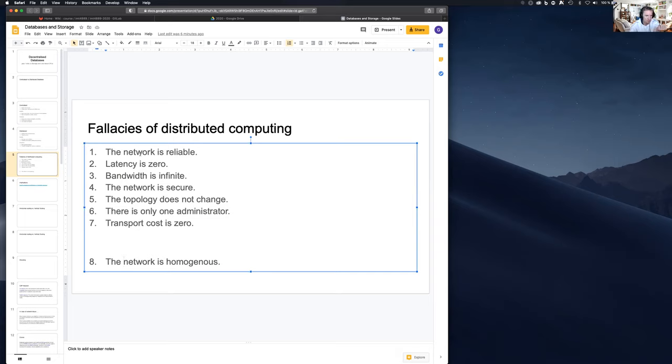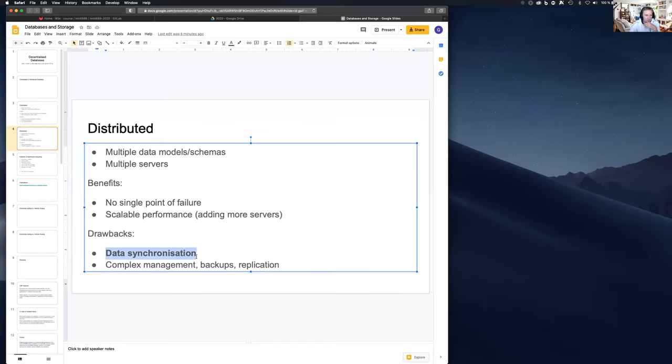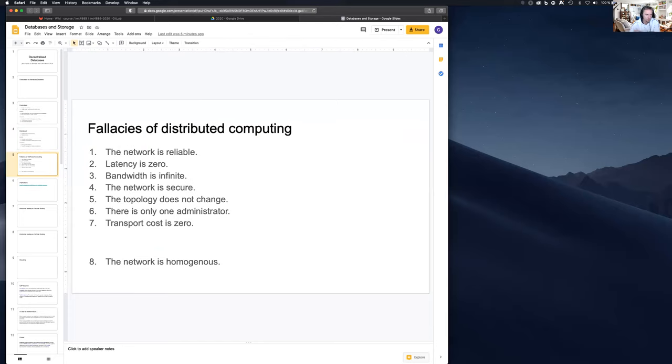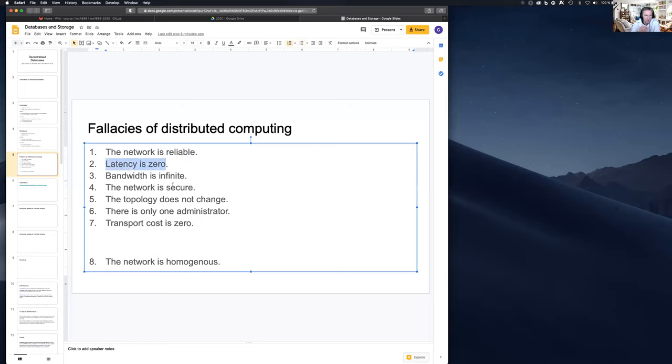The first one says that the network is reliable, and that is the source of our problem, right? Because the network is not reliable, we cannot guarantee certain properties of data synchronization, because we don't know what will fail, right? The second one is that there is no latency, that things happen instantaneously, that we can push data back and forth, that the bandwidth is infinite, and also that the transport cost is zero, right? That we can push data back and forth as much as we want, and it doesn't matter. And then we have three properties related to the network itself: that the network is secure, that there is only one administrator, and that the topology of the network doesn't change.